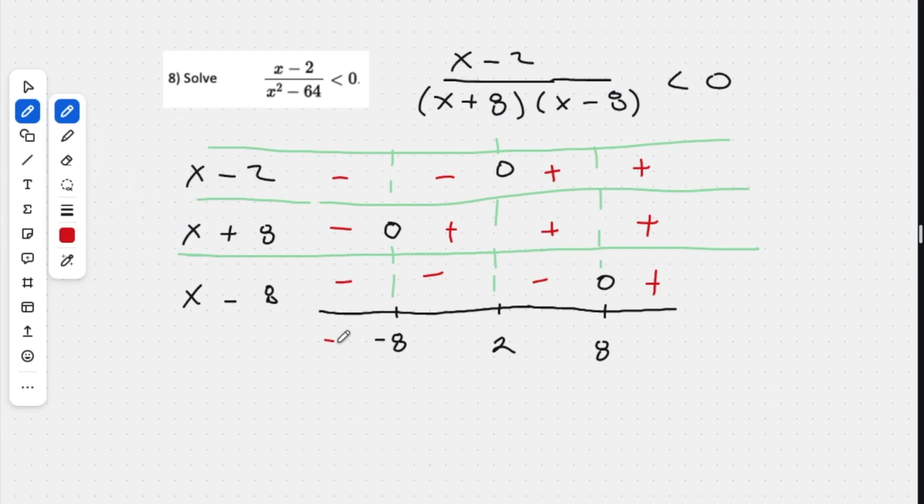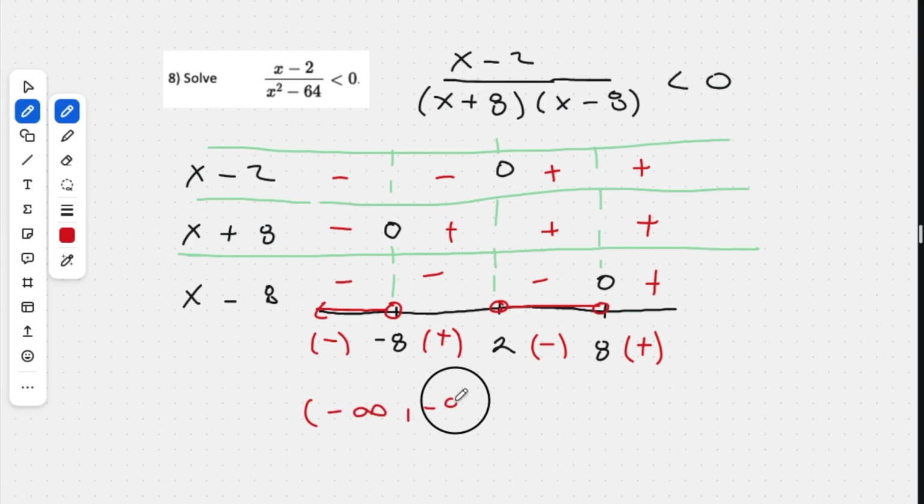3 negatives would make negative, 2 negatives would make positive, 1 negative makes negative, and then 3 positives would make a positive. And we want what? We want negatives, so that's over here. Not going to include the endpoint. We don't want the positive part. We want this other negative part here. And that will be our solution set. So this is going to go from negative infinity to negative 8, union, 2 to not infinity, but 8.